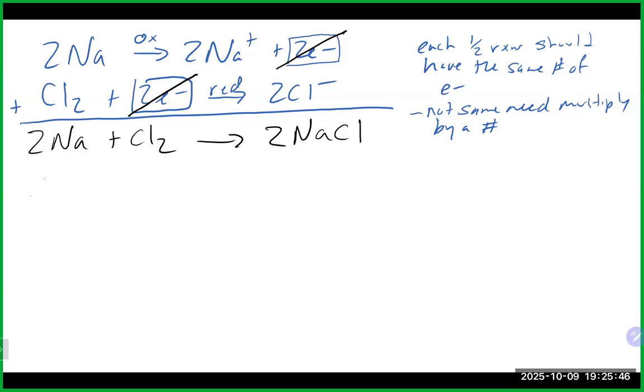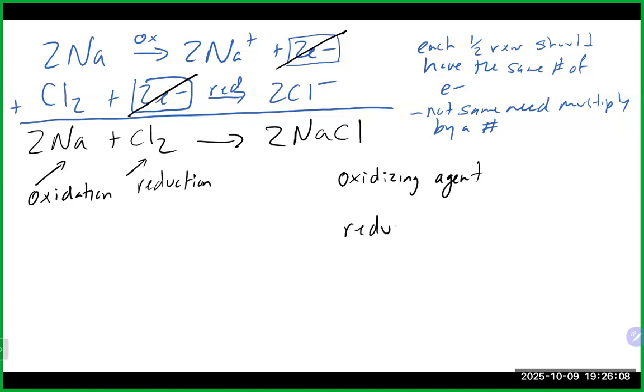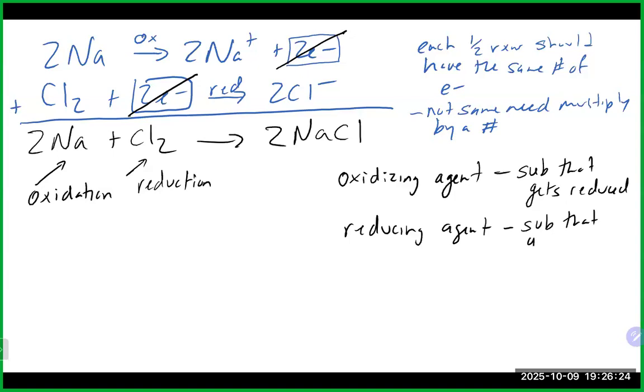Now, as we talked about before, this is the guy that is going through oxidation, and this is the guy that's going through reduction. There are 2 other words that sound very similar to this. They're sometimes confused by people, and that is there's things that are known as the oxidizing agent and the reducing agent. The oxidizing agent is the substance that gets reduced, while the reducing agent is the substance that gets oxidized.